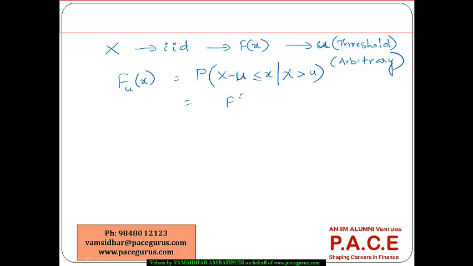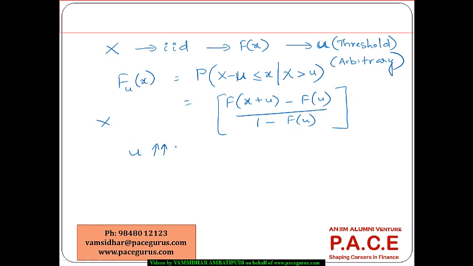And this will come out as f of x plus u minus f of u divided by 1 minus f of u. So this comes out to be the distribution function for the excess losses above a particular threshold, right? And so the base distribution, the loss distribution of x, can be any distribution. But what it says is, if u is getting larger and larger, if the threshold is very, very high, this particular distribution gets converging to what is called a generalized Pareto distribution.